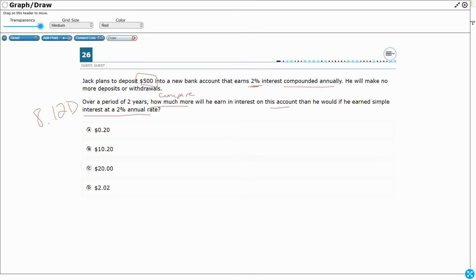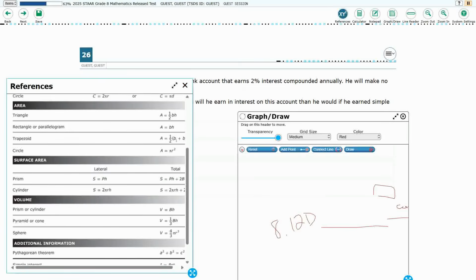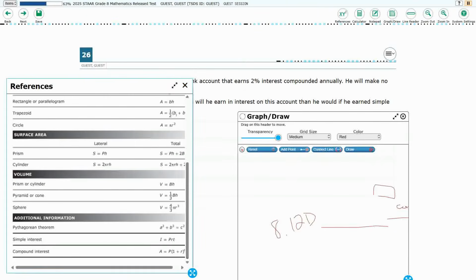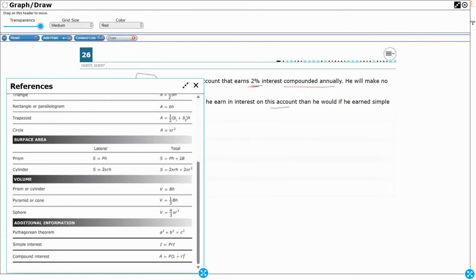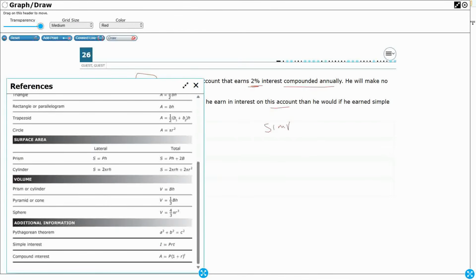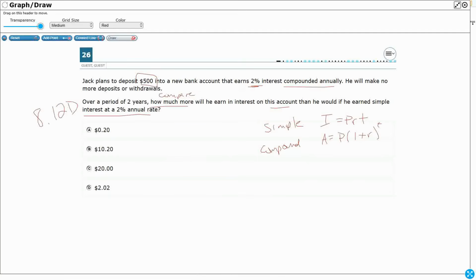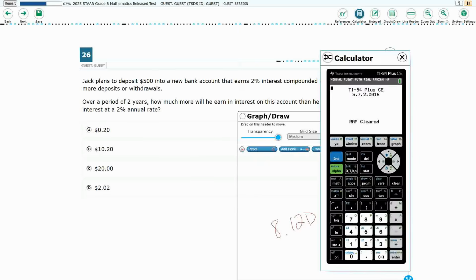All right, so I need to actually have both of those formulas out here. So let's get both of our reference materials out, both of our formulas, because I need to compare those two. So my simple is I equals PRT. Compound, a different. You're calculating two different things here. And then you raise it to the T power. Okay, so let's write this out. And then we'll also use our calculator as well.